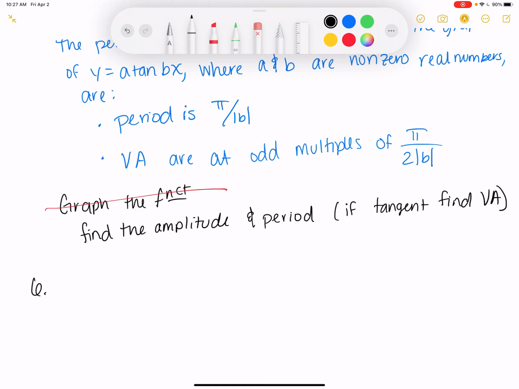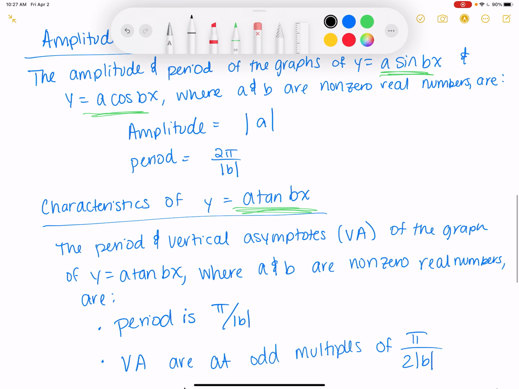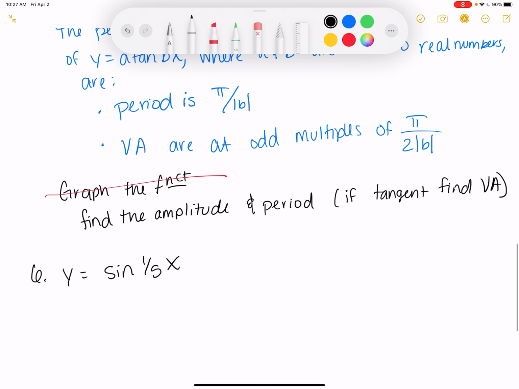y equals the sine of 1/5 x. Okay, so I'm going to scroll a little bit so we can see. I'm looking for amplitude and period because this is a sine function. The amplitude is the absolute value of a, and the period is 2 pi over the absolute value of b. What is a? 0. No, it is 1. It's the thing that comes before the sine, always a 1 here. So amplitude is equal to the absolute value of 1, or just 1.